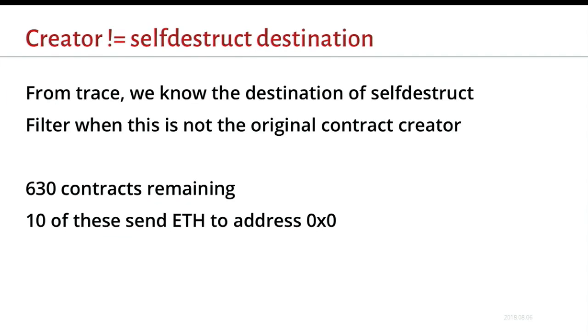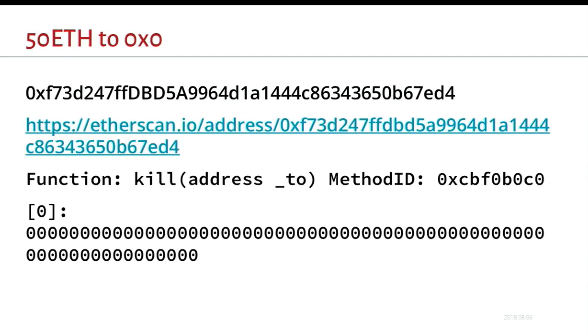Again, from the trace, we know the destination of the self-destruct transfer. And when we filter for who was not the original creator, there are only 630 contracts. A kind of depressing fact about 10 of those is they self-destructed and sent their money to address 0, so it kind of burned it forever.